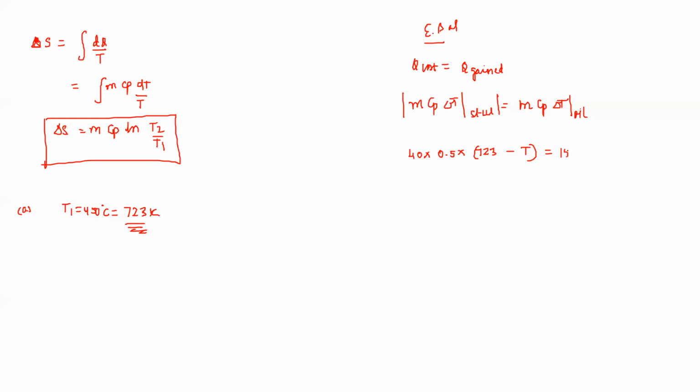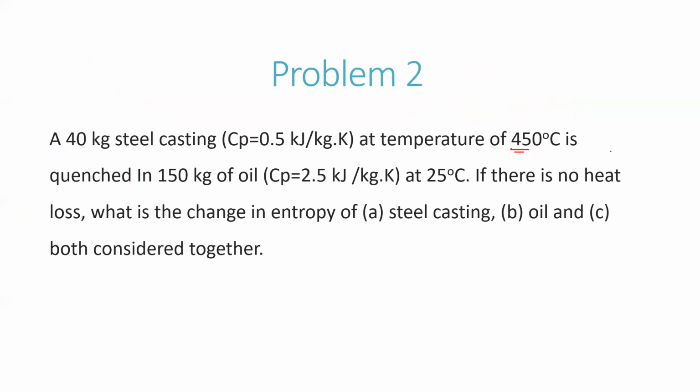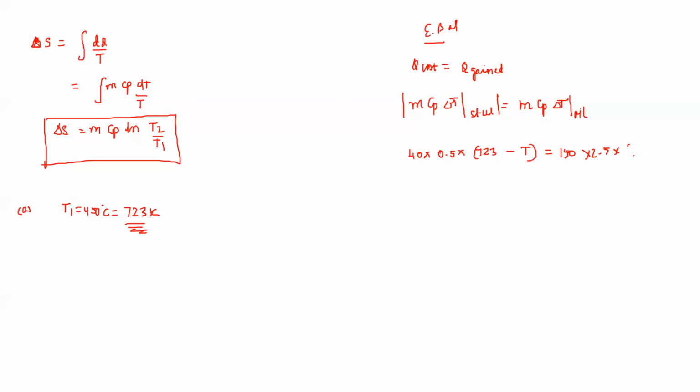So that is 150 kg of oil. Specific heat is 2.5. And initial temperature is 25 degrees Celsius, which is 298 Kelvin. Final temperature is definitely going to be greater. So it's going to be like this, right? So when we solve this particular equation for T, we get T is equal to 319.52 Kelvin. All right, 319.52 Kelvin. So finally, the final temperature that is attained is 319.52 Kelvin.